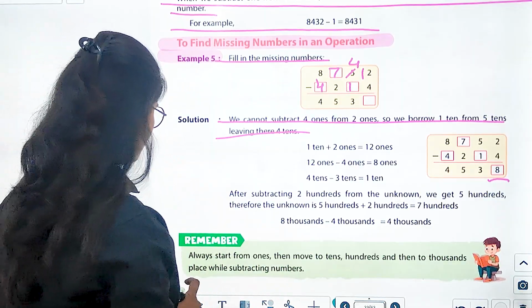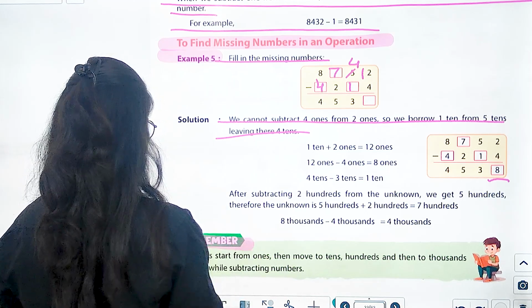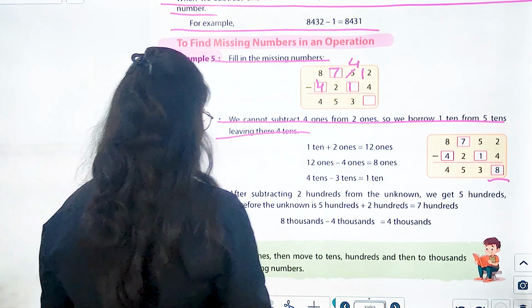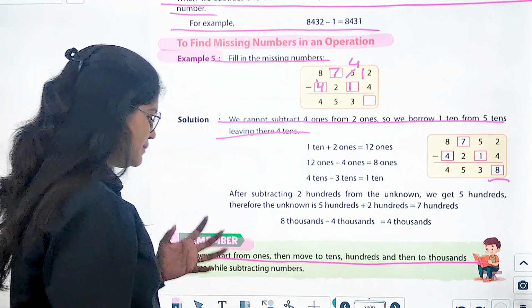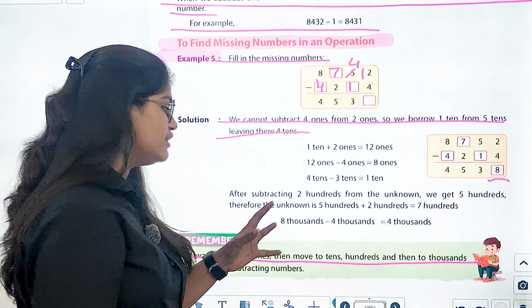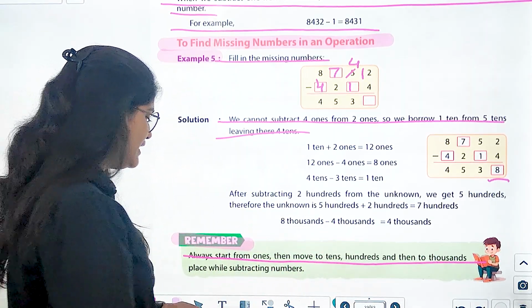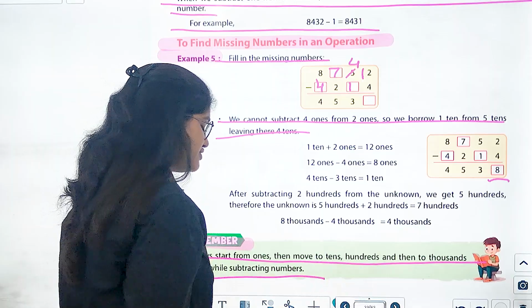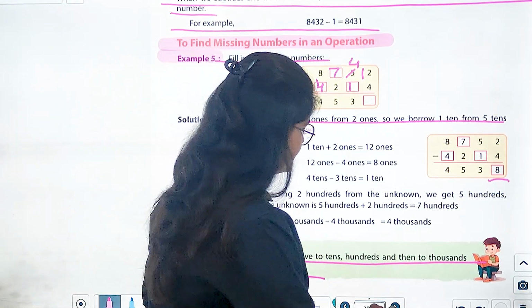Correct? So here we have a point to remember. Let's see what it says. So it is always start from ones then move to tens. हमें हमेशा 1 से ही शुरू करना है, उसके बाद tens और hundreds और बाकी thousands कॉलम तक जाना है while subtracting numbers, जब भी हम numbers को subtract कर रहे हों, right?